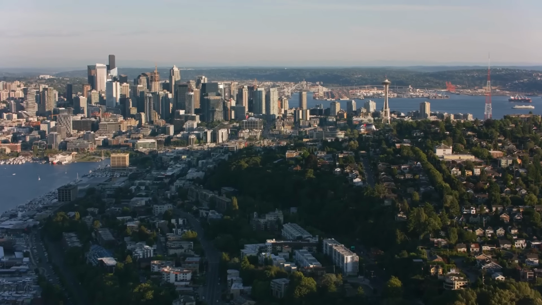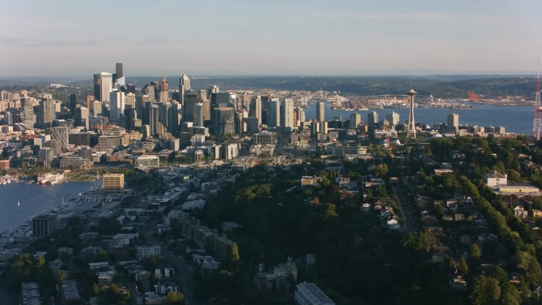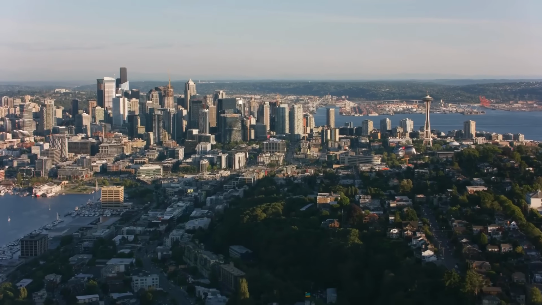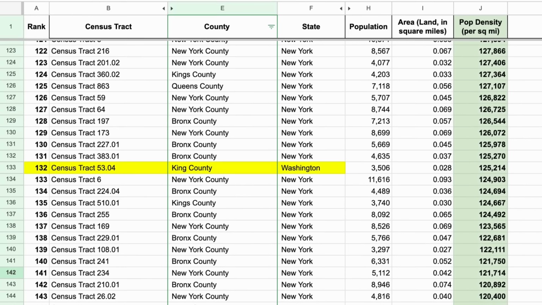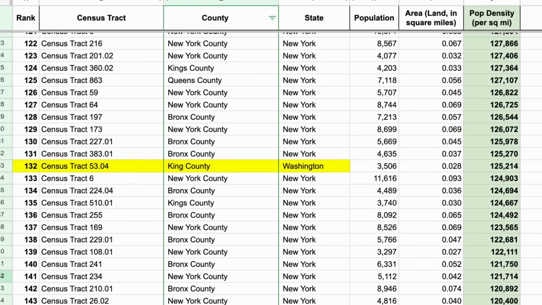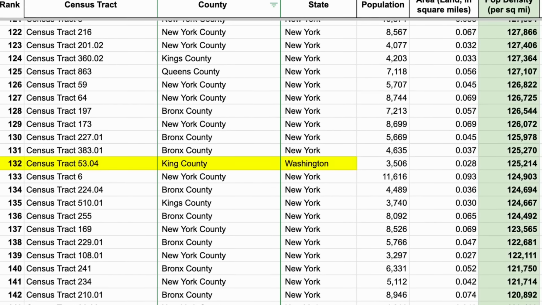5. It's a bit surprising to find Seattle this high on the list, and the city does only have 2 of the 1,000 densest census tracts in the US, but 53.04 is 132nd on that list with 125,000 people per square mile, so we're now denser than the city of Manila.